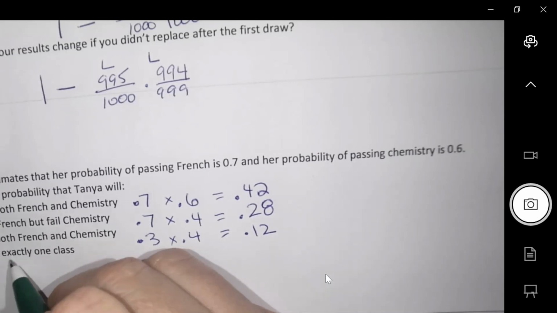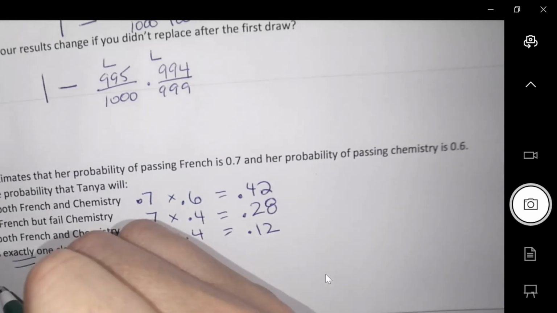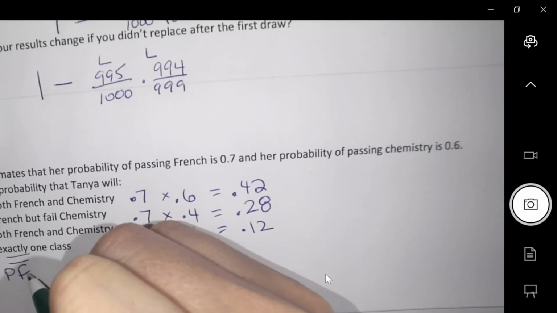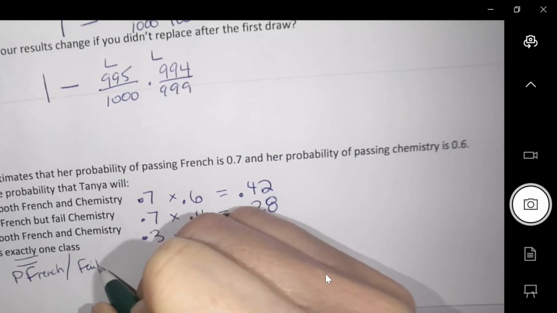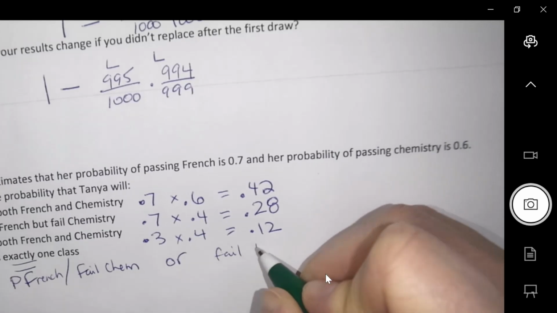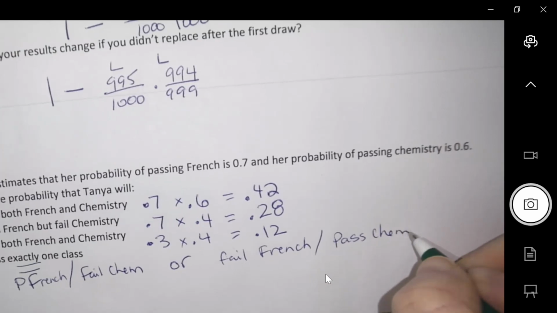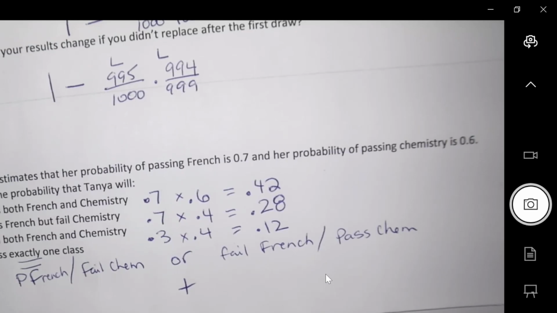Okay, pass exactly one class. So you have to do situations again. You could pass French and fail chem, or you could fail French and pass chem, because you get to only pass one class. So that would be your options. So you would have to do both situations and add them together.